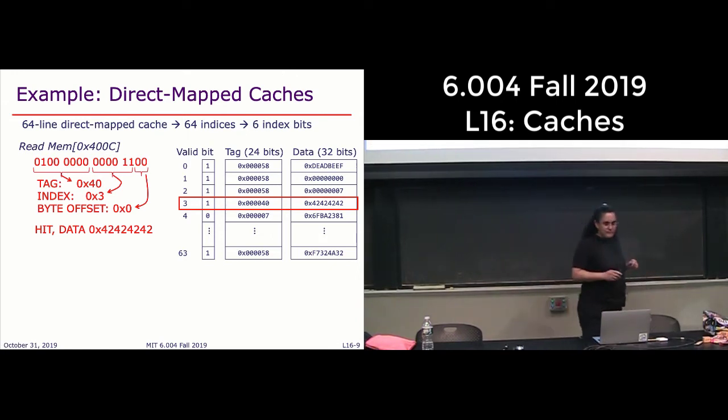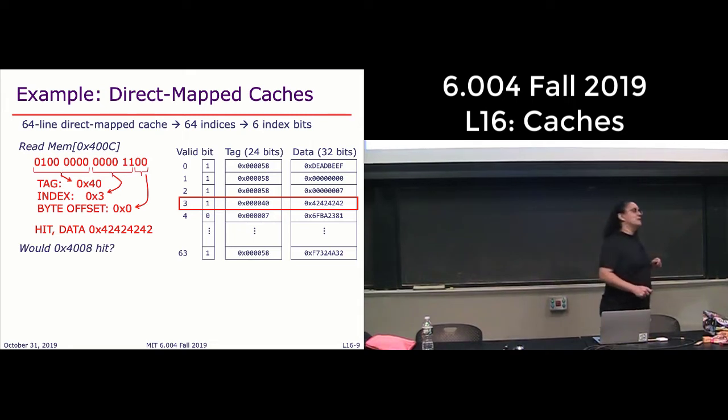Good. So now, let's suppose that instead I asked you to access address 0x4008. And I want to know, is that going to give me a hit or a miss? Can anybody tell me?